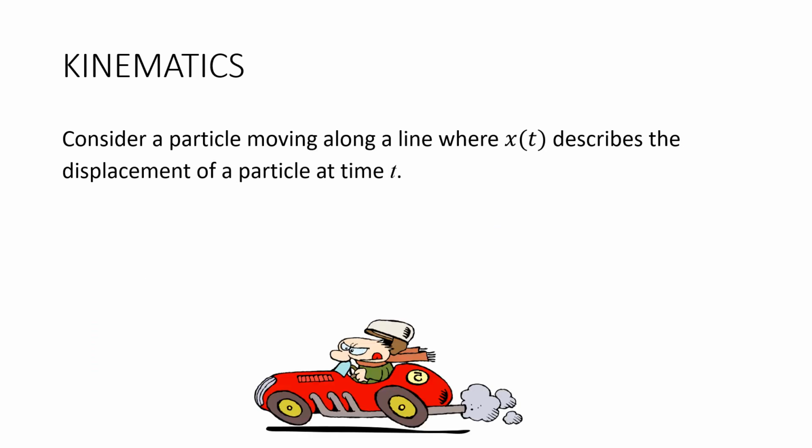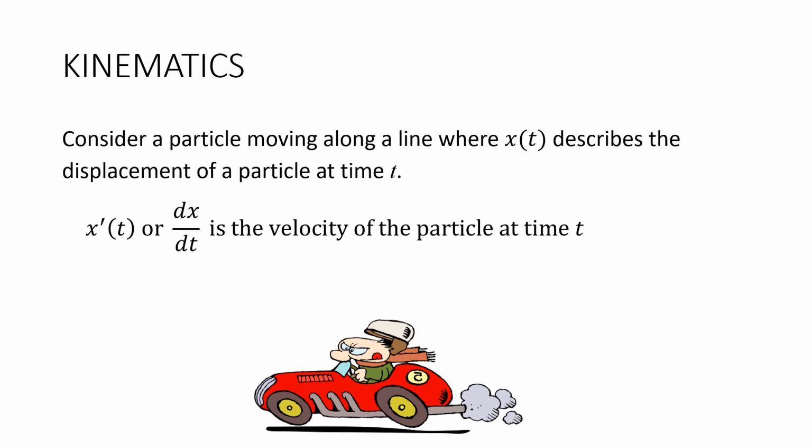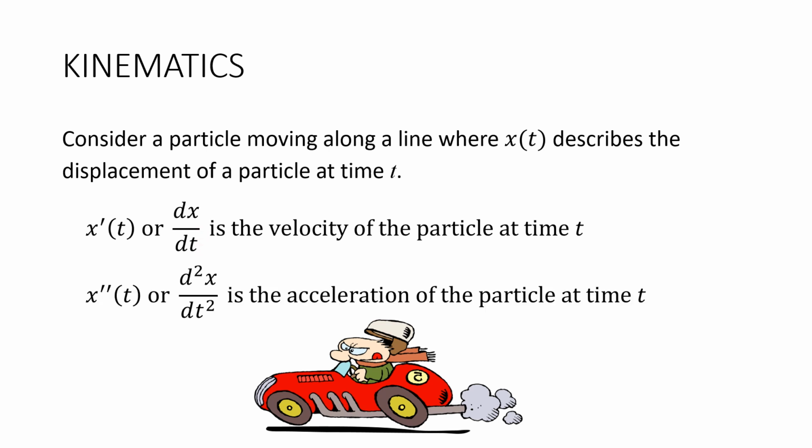And another common application is kinematics. It's really important in physics. It's where we consider a particle moving along a line, and x of t describes the displacement of the particle at time t. Well, the first derivative, dx dt, is the velocity of the particle at time t. It's how displacement is changing as time changes. And the second derivative, which is written like this, is the acceleration of the particle at time t. And we're going to do a whole lesson on this.